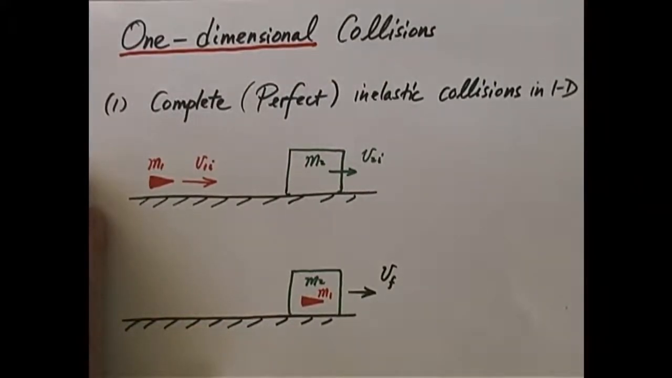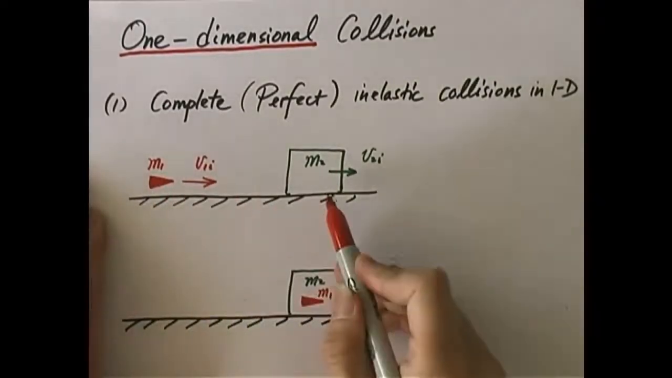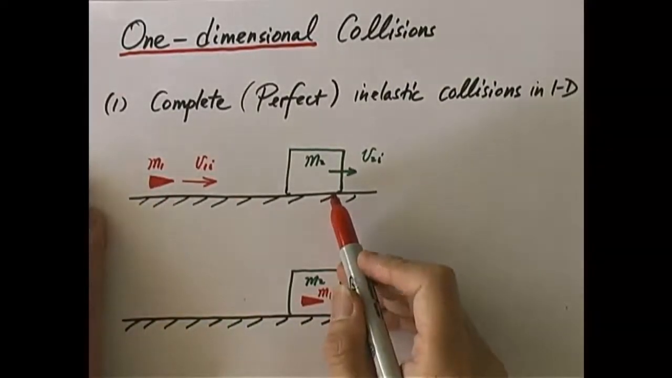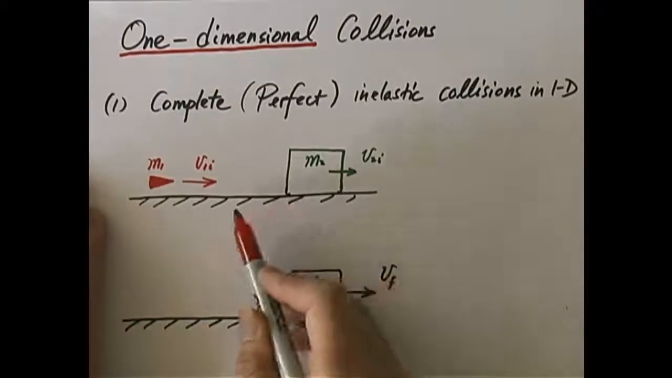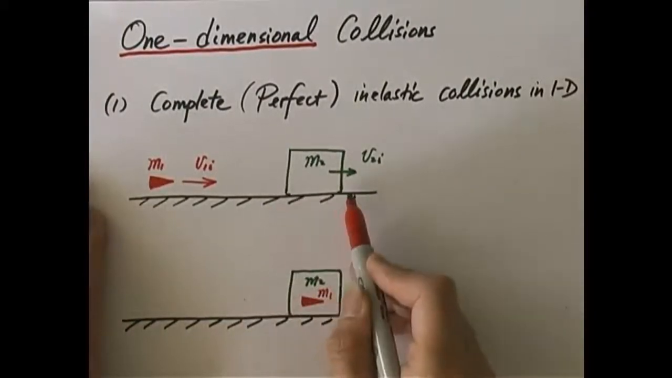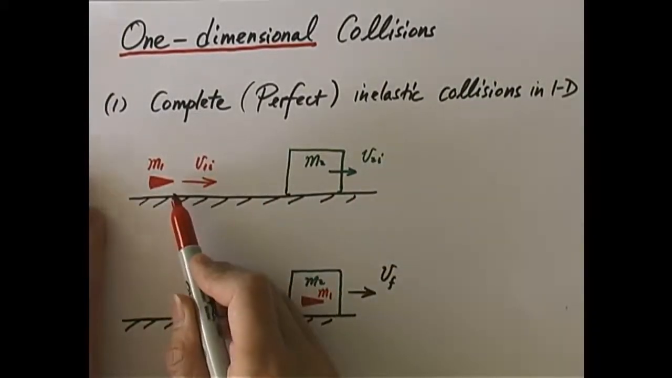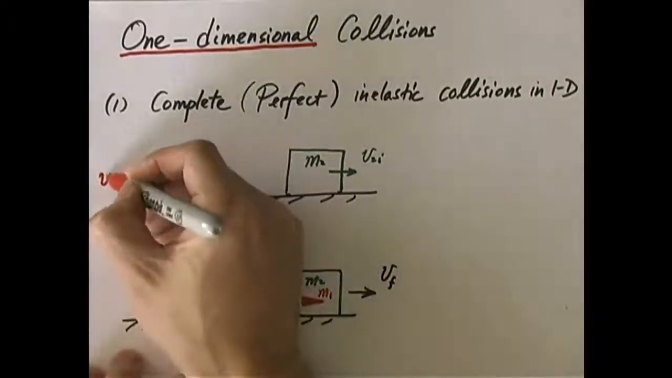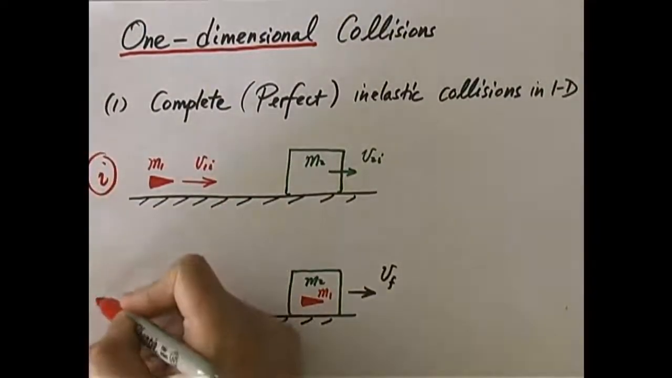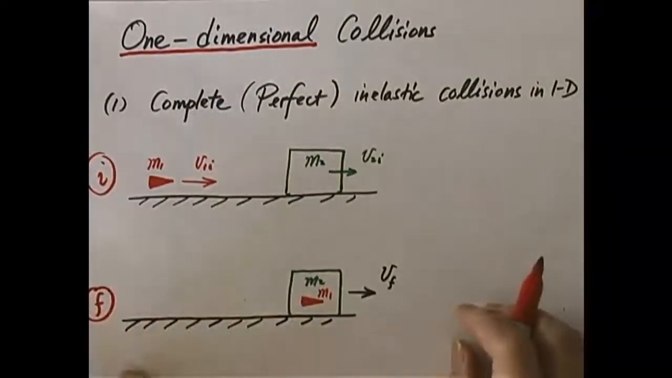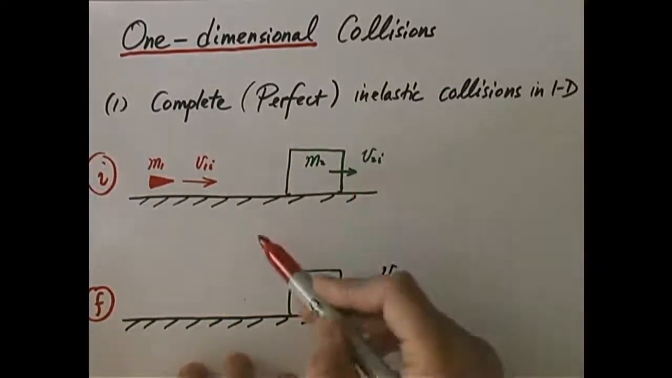A one-dimensional, completely inelastic collision between a bullet and a block. Everything happens on a smooth horizontal table, no friction here. This is before the collision, the initial state, and here's after the collision, the final state. Let's see what happens as a result of the collision.